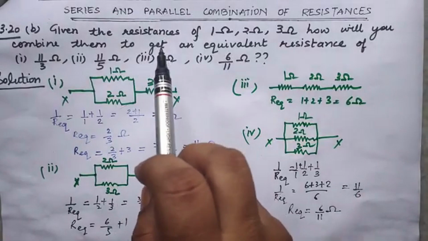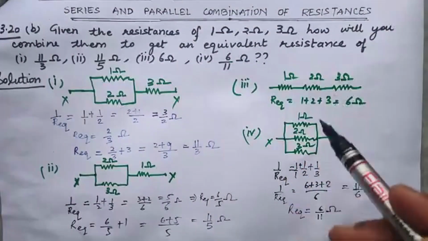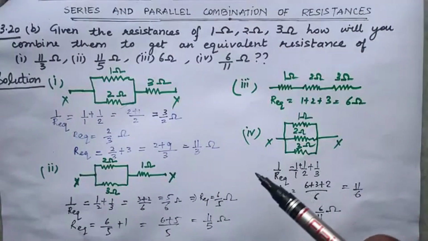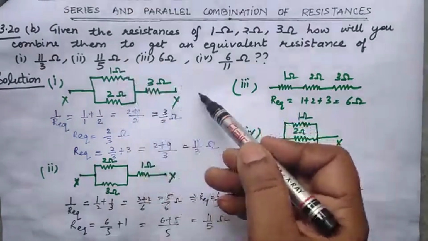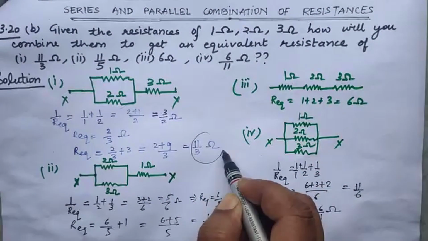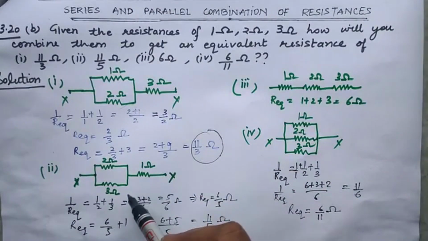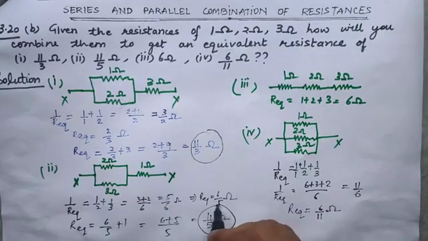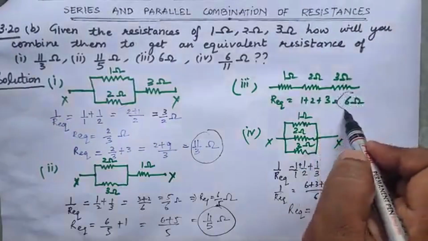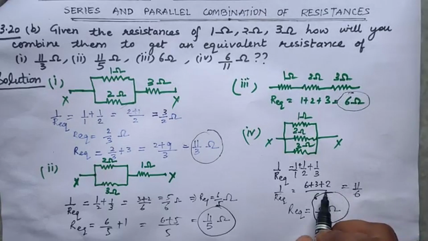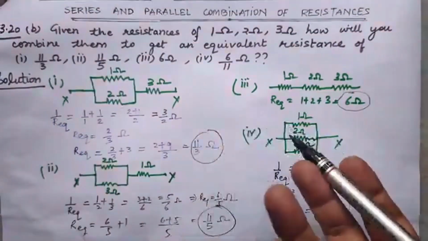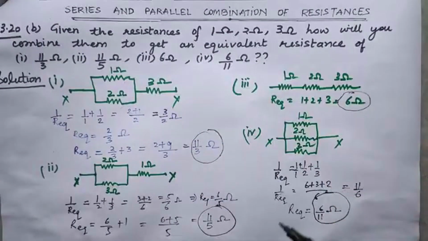So you can see if we are given three resistances, we can just rearrange the combination of resistances and get different equivalent values. If we put 1 and 2 in parallel and 3 in series, we get 11 upon 3 ohms. If we put 2 and 3 in parallel and 1 in series, we get 11 upon 5. And if we put all of them in series, we get 6 ohms. And if we put all of them in parallel, we get 6 upon 11 ohms. So that means how we connect the resistances makes the combination having different values.